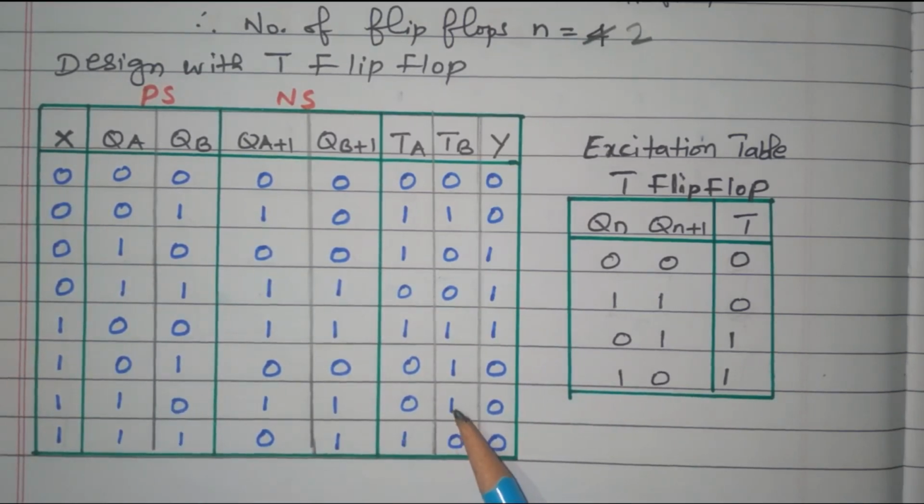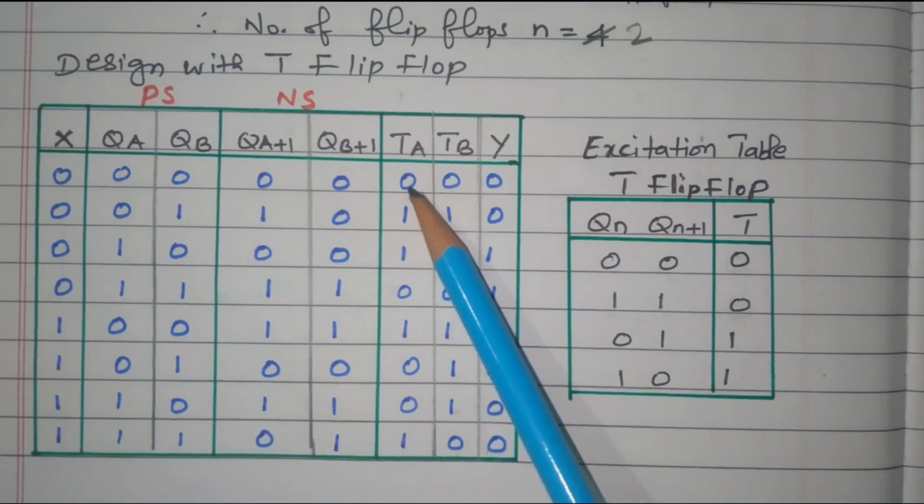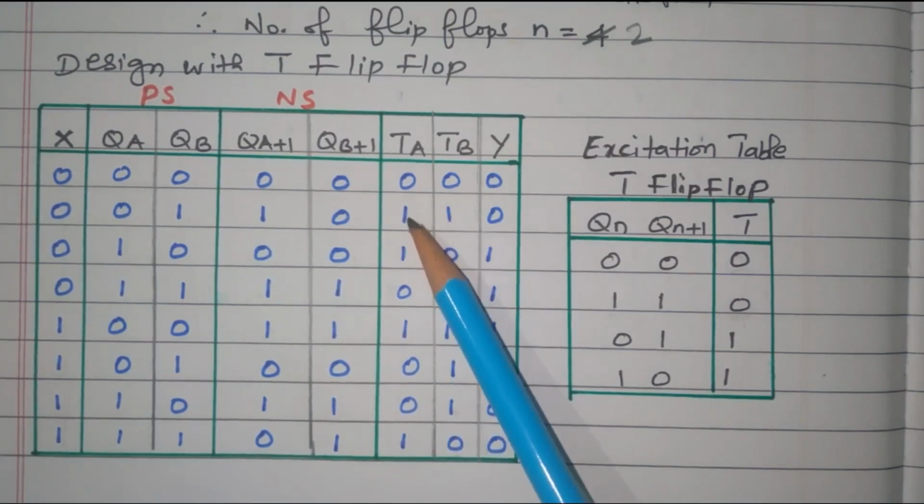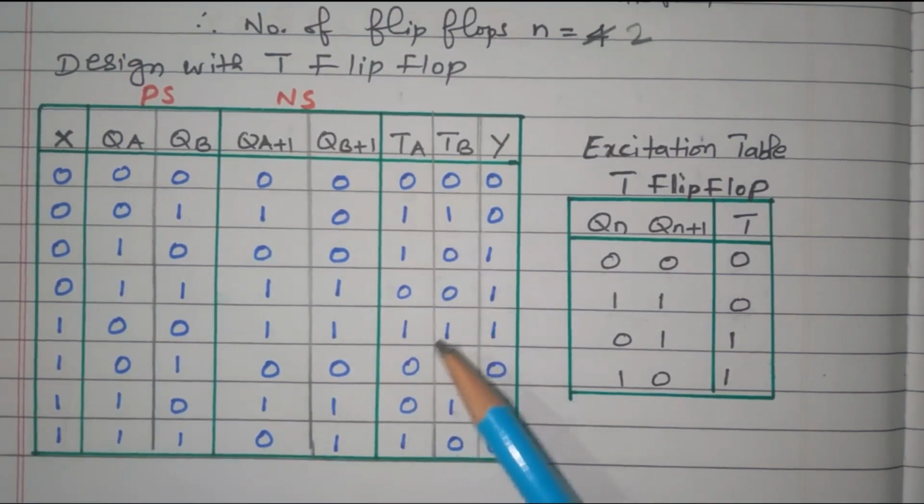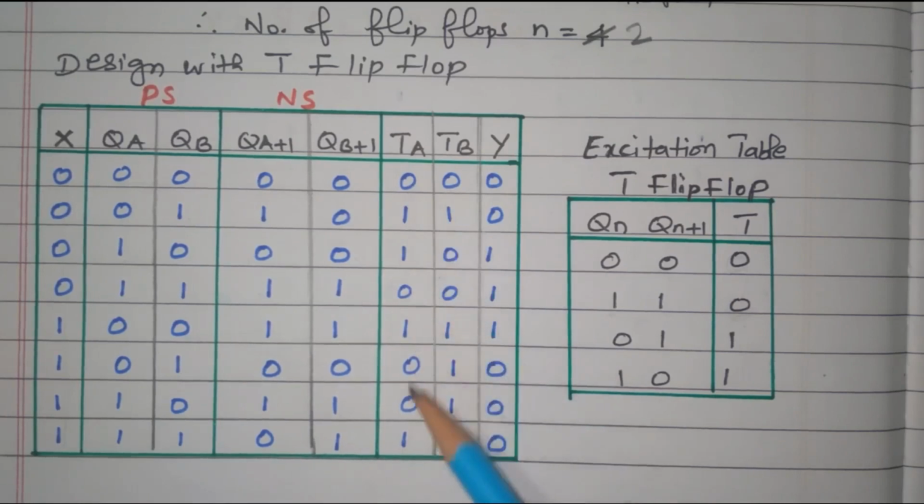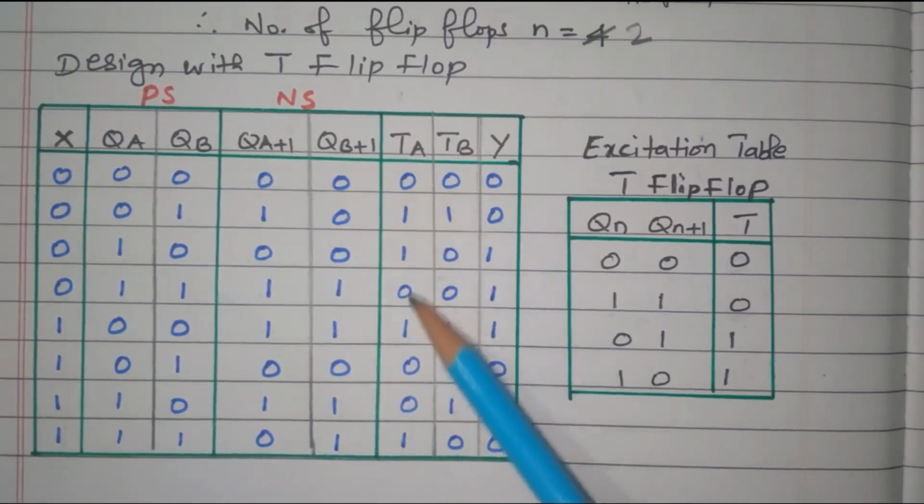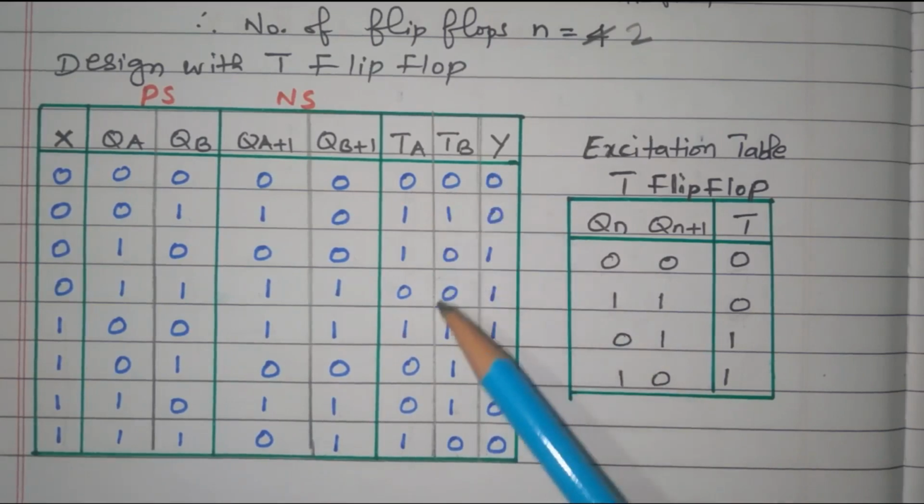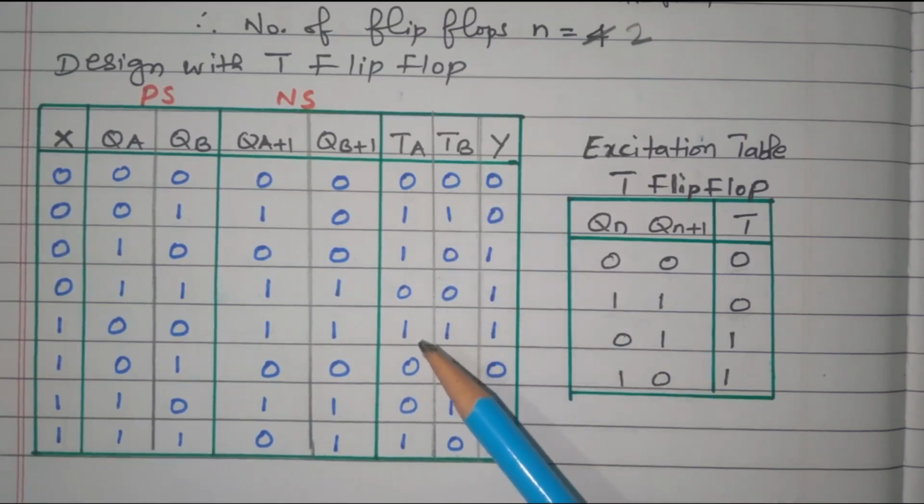Here it is changed from 0 to 1, current state is 0, next state is 1, which means the T value will be 1, right. The 0 indicates there is no change between current state and next state, 1 means there is a change, either from 0 to 1 or 1 to 0, right. Now, we got the input for TA and TB. Using the K map, we need to identify the minimum expression for TA, TB and the output Y. For these 3, we need to identify the minimal expression using K map.